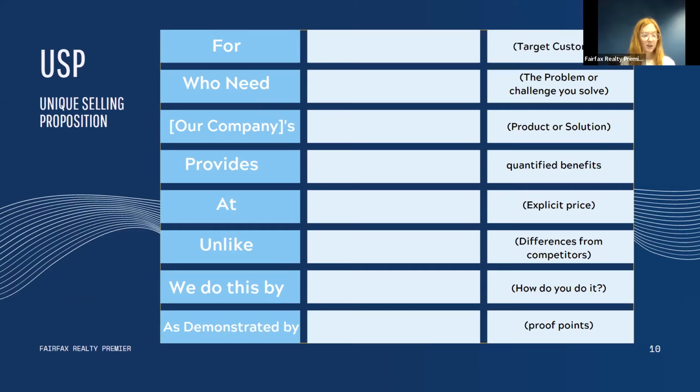And then you can use a demonstration, a proof point. If you have a lot of good reviews, that's a proof point. If you've done however many sales in the past year, that's a proof point. Anything like that, any sort of physical or verbal demonstrations that you can give, that's important as well. So all of this creates your unique selling proposition. It's what you do that nobody else does. It's what makes you unique.